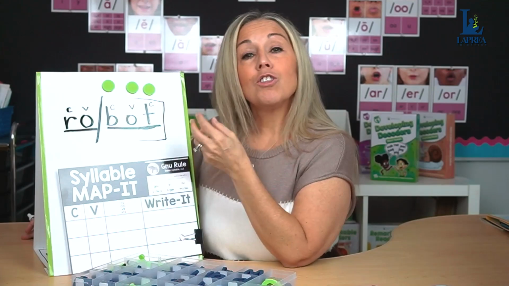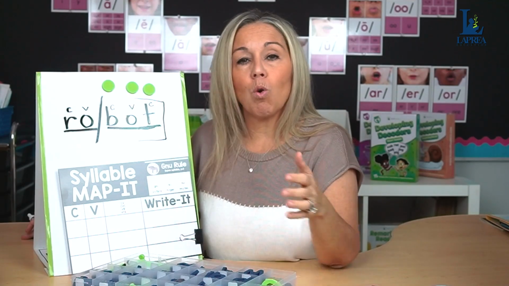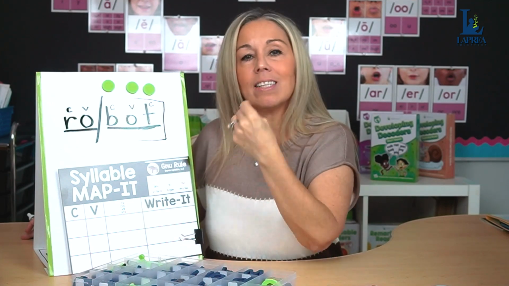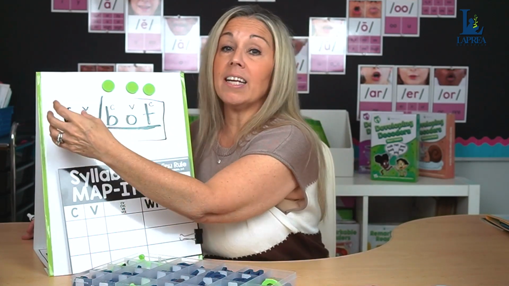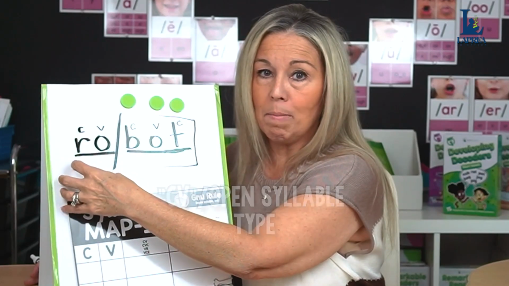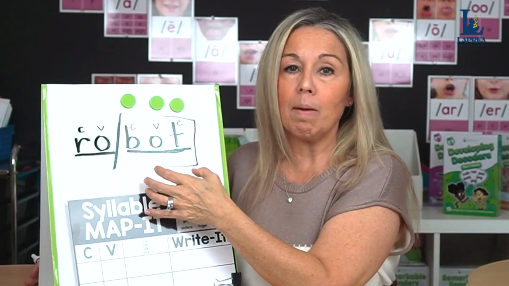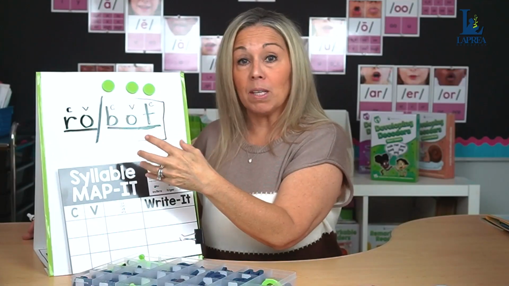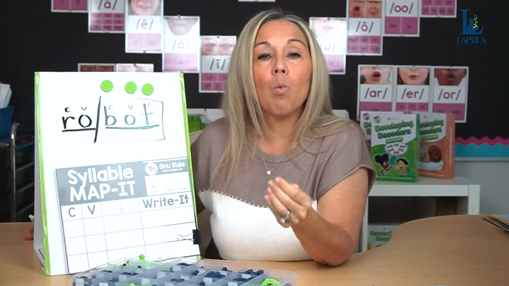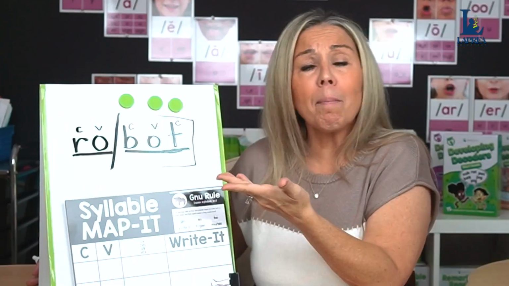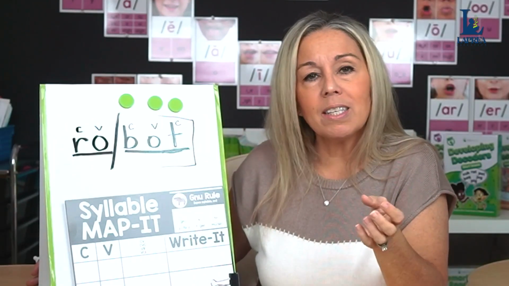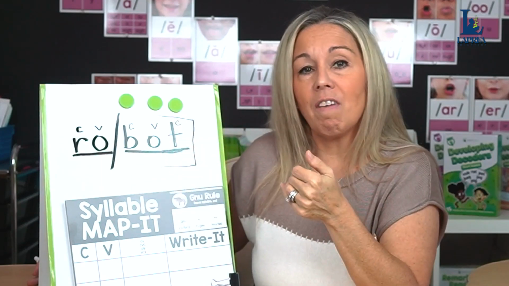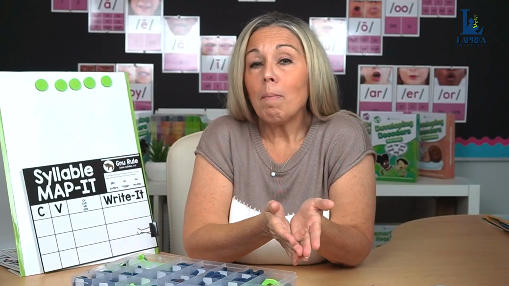And remember, when doing an activity like this with multisyllabic words, it's really important to make sure students identify the syllable types that they've mapped. This is a CV syllable type or an open syllable, and this is a CVC syllable type or a closed syllable. We want them to recognize that they just mapped an open and closed word. So important. So mapping a word like robot helps students to see that syllable types can change the pronunciations of vowels within a word. Next, let's talk about the schwa sound.